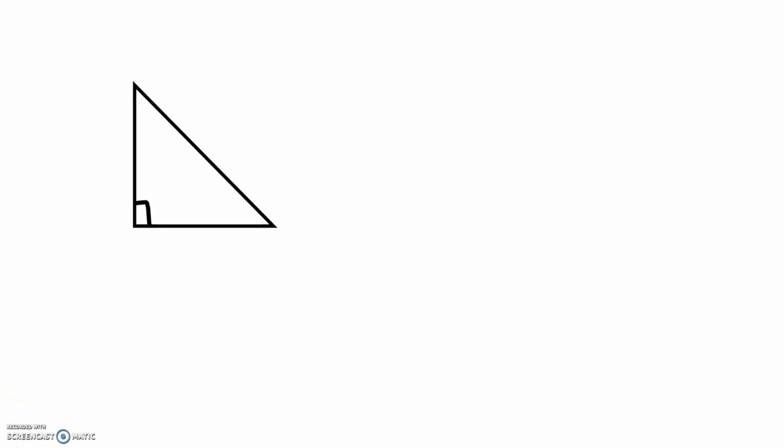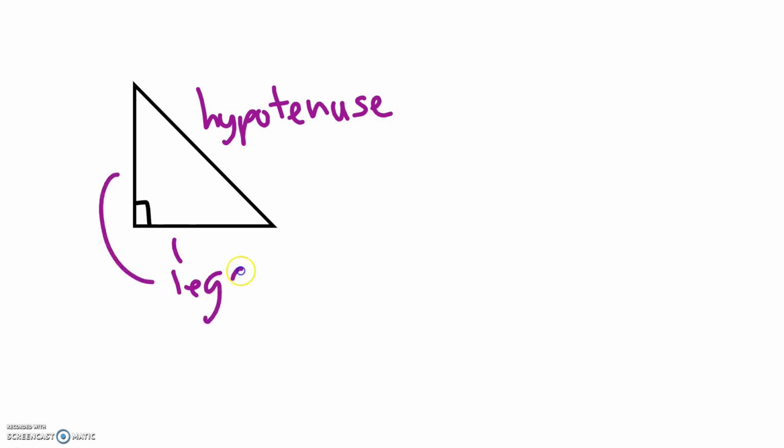When working with a right triangle, there are some terms to remember. The side opposite the right angle is the longest, and it's called the hypotenuse. The other two are called the legs.